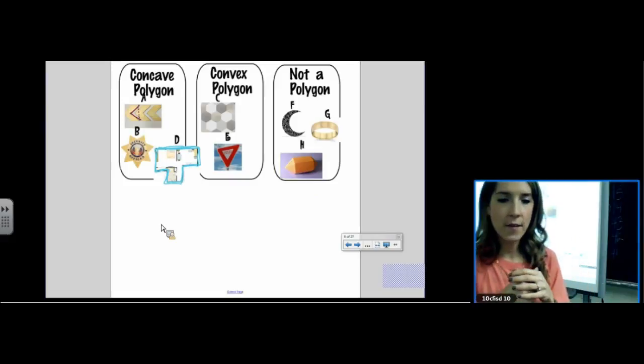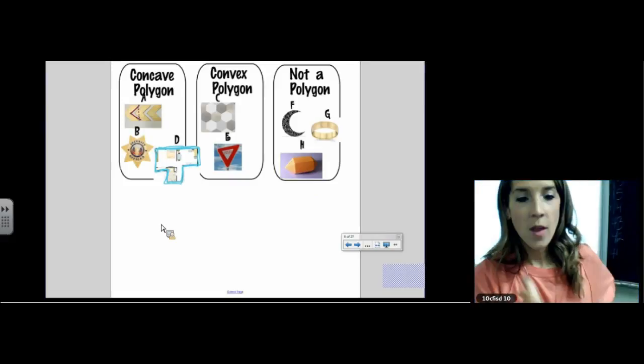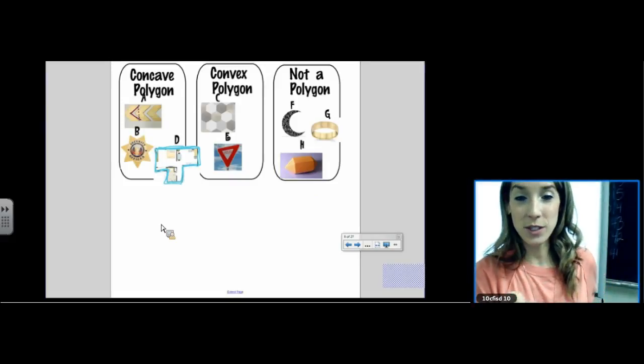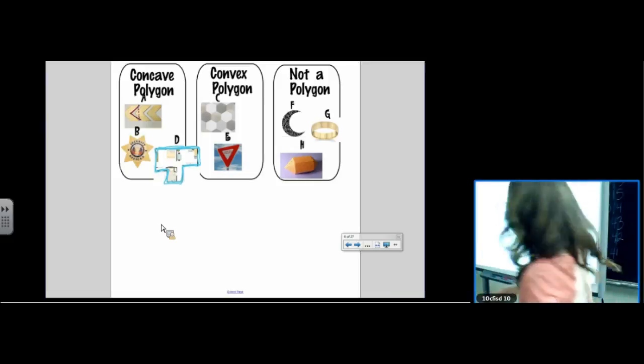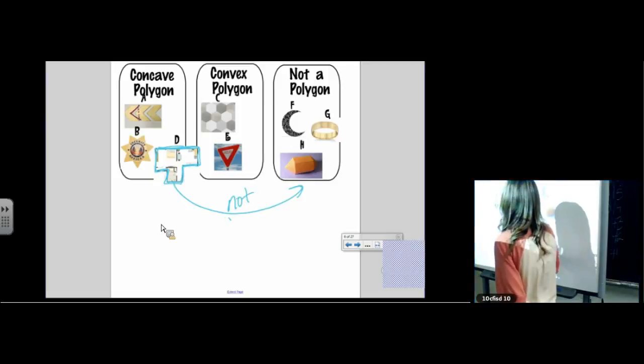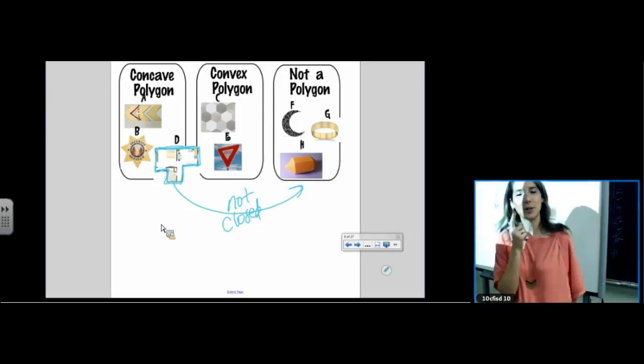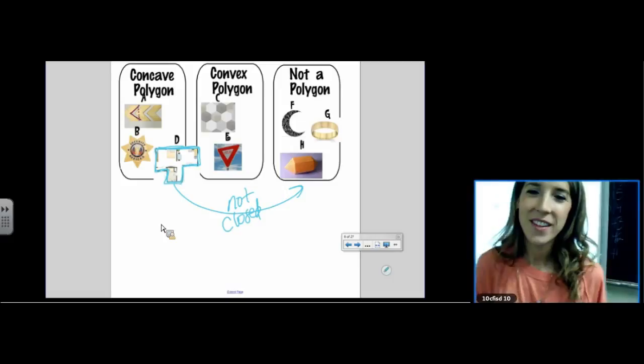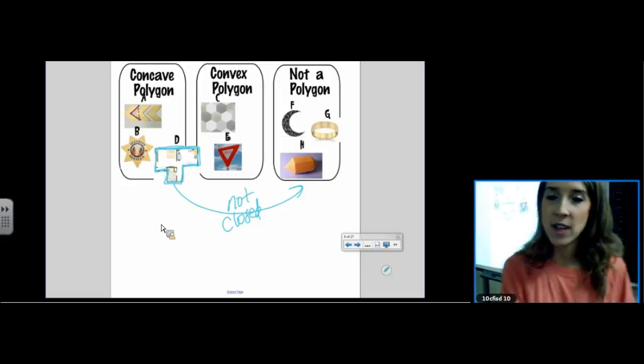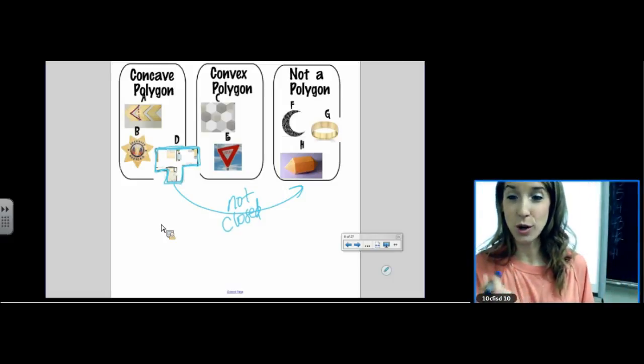So why is F not a polygon? Oh, I see. You're saying it wasn't a closed figure because of the doorways. Okay. We can put it here if you want. Not closed. Are the doors open or closed? Okay. Good. F is not a polygon because there's no segments, there's curves.